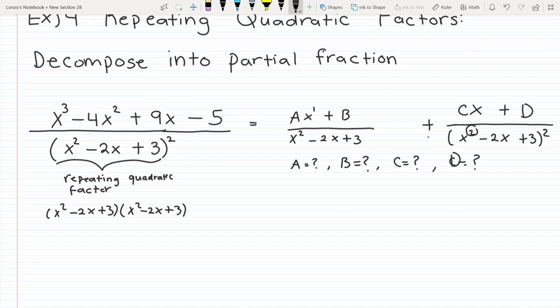It's a little bit different. We're not going to plug in a value. What we're going to do is, I'll show you. But the first thing we have to do is get rid of the fraction by multiplying all three sides by the LCD. So what do you think the LCD is? Yes, you're correct. The LCD is basically the bottom, x squared minus 2x plus 3 squared. Okay, so you're going to multiply all three sides by that.